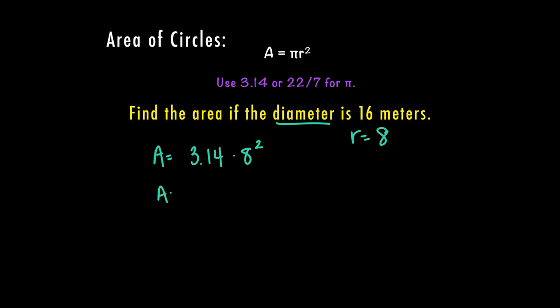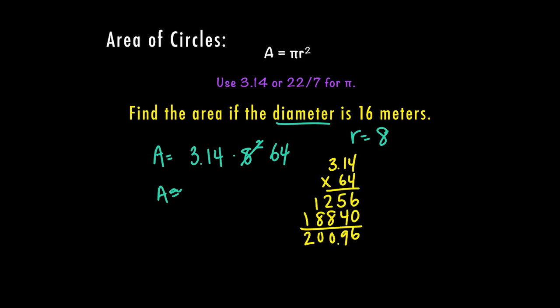I know that 8 squared is 64. I'm going to multiply 64 times 3.14. My answer is going to be approximately 200.96. This one is meters squared.